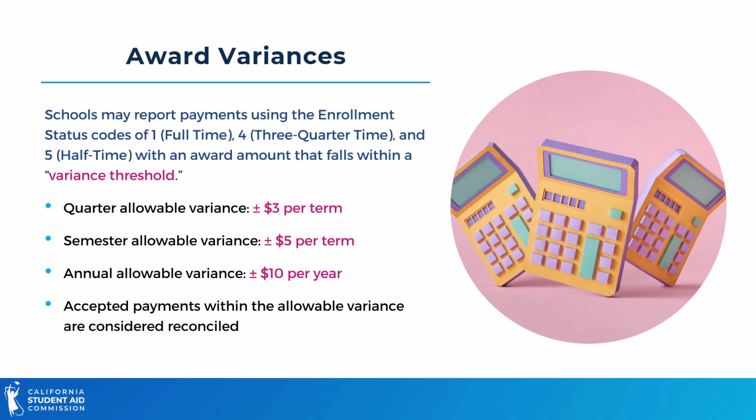When posting a payment using an enrollment status code of full-time, three-quarter time, or half-time, the school may post a paid amount that falls within a per-term variance threshold. For quarter schools, the allowable variance is plus or minus $3 per term. Semester schools have an allowable variance of plus or minus $5 per term. The system will accept payments within these allowable variances and will consider the payment reconciled. Let's take a look at a real-life example on the next slide.